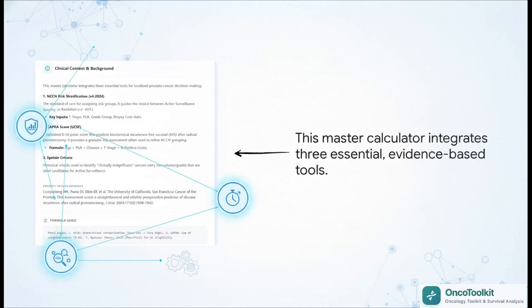And as you can see right here, this master calculator is designed to do just that by integrating 3 essential evidence-based tools. It automates the NCCN risk stratification, the CAPRA score, and the Epstein criteria to give you this comprehensive risk profile. So let's break down what each one of these brings to the table.